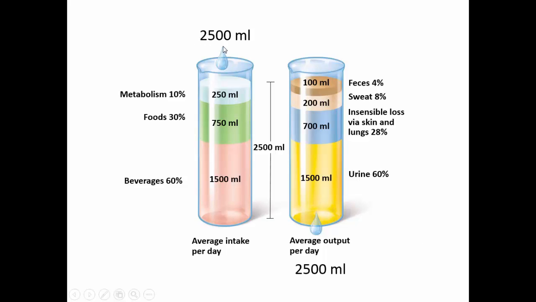We take in about 2,500 milliliters of fluid a day. Metabolism water counts for a little bit of that. Most of it comes in food and beverages. That means that we have to put out 2,500 milliliters a day. Feces, sweat, insensible water loss, but most of it is in urine.